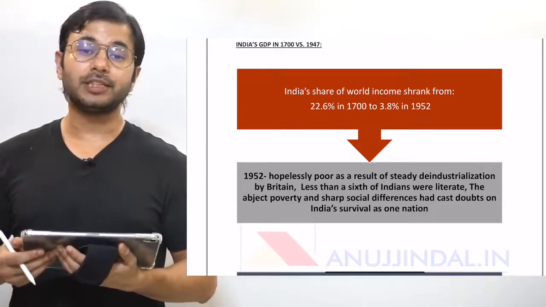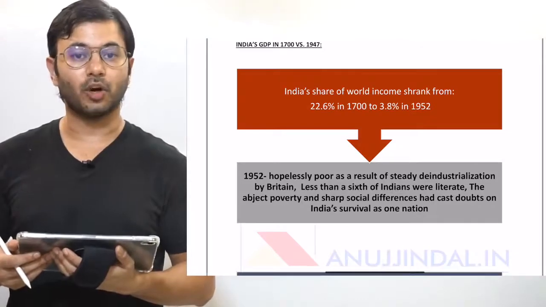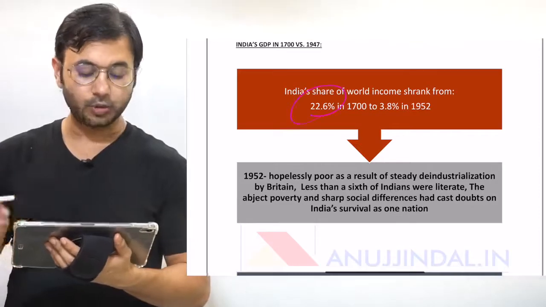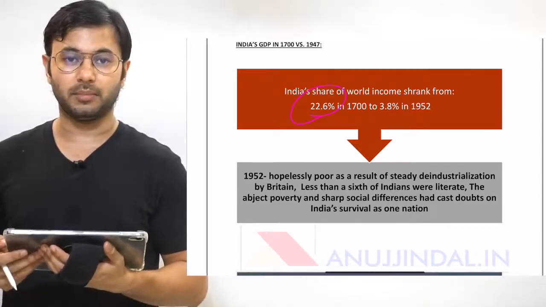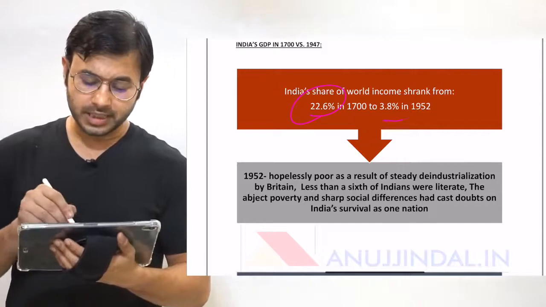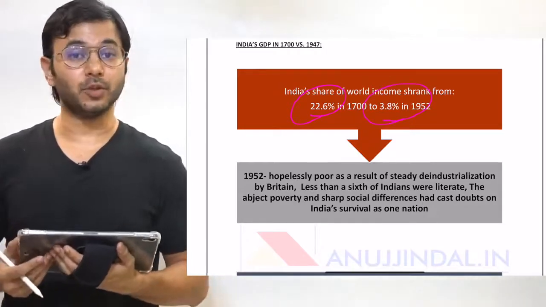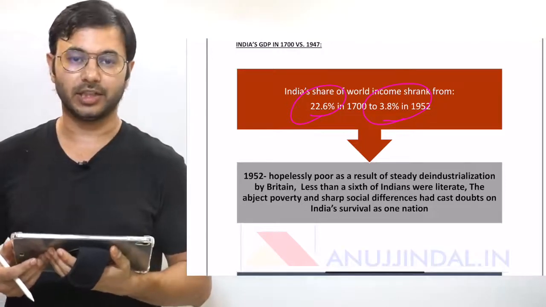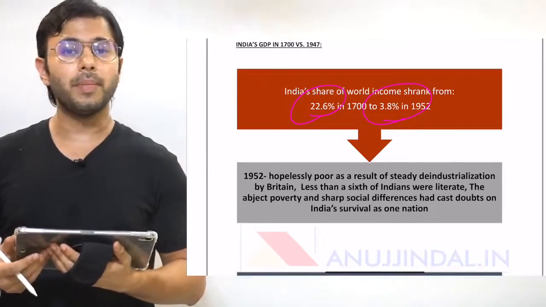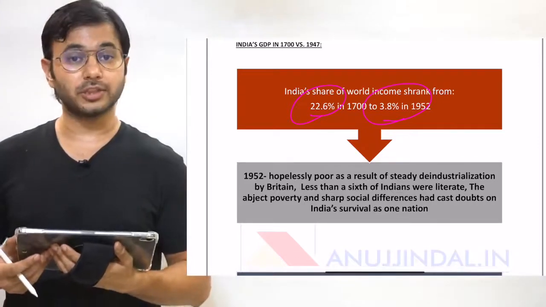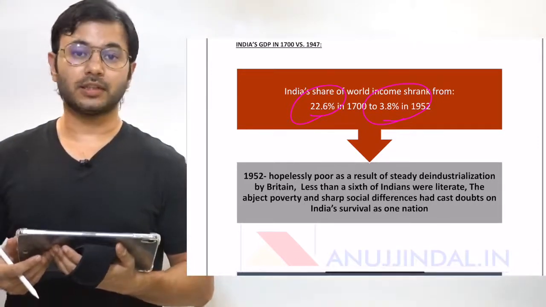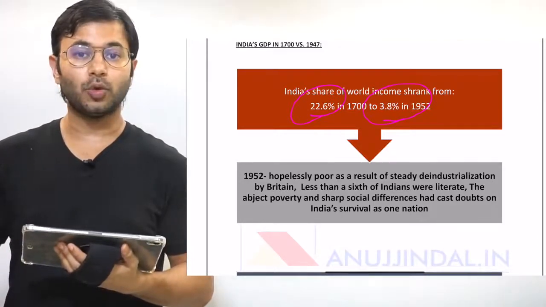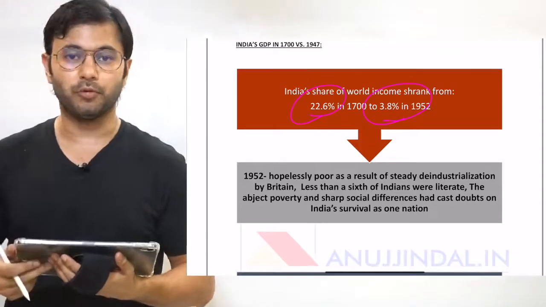A common measure is the share of world income that an economy has. In the year 1700, India had a share of 22.6% in the entire world income, which reduced to a mere 3.8% in the year 1952, which makes us come to the conclusion that the Britishers did deindustrialize India. What are the three major contributions of the Britishers in India which resulted in deindustrialization? Number one, abject poverty. Number two, illiteracy. And number three, drain of wealth.